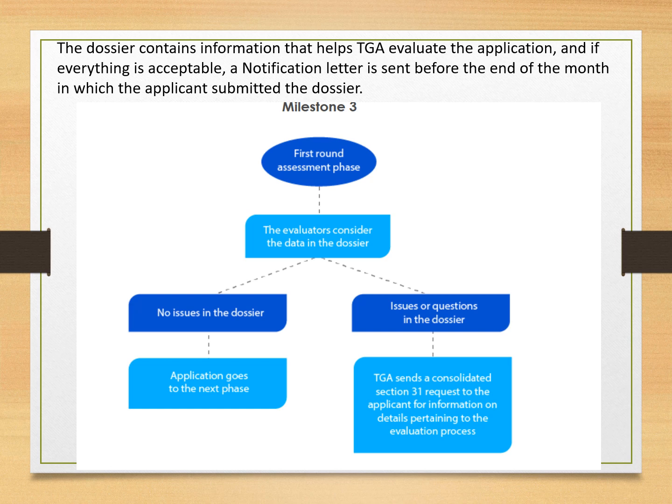This is milestone third. First round assessment phase: the evaluator considers the data in the dossier. If there is no issue in the dossier, the application goes to the next phase. If there is an issue or a question in the dossier, the TGA sends a consolidated Section 31 request to the applicant for information on details pertaining to the evaluation process.